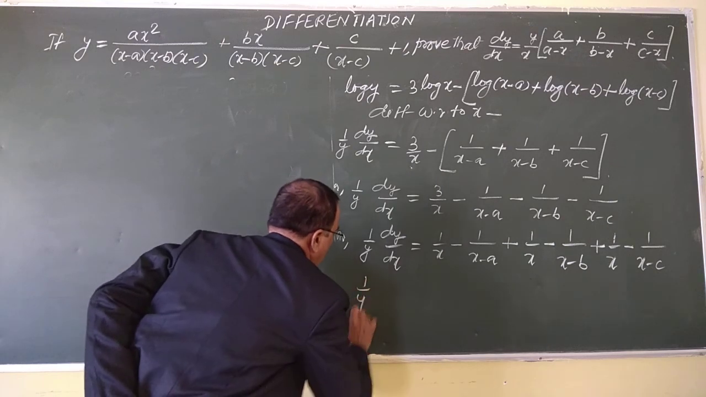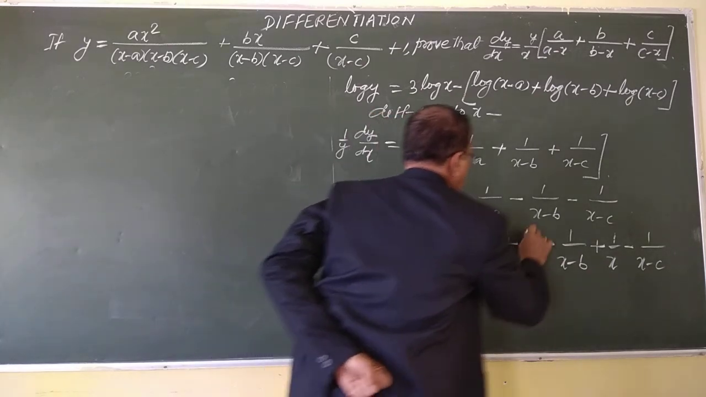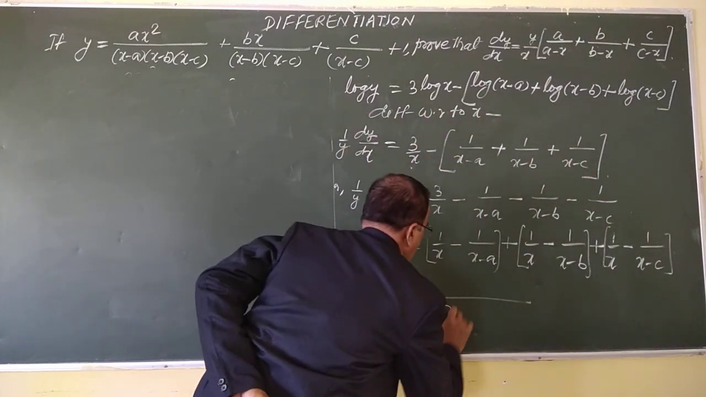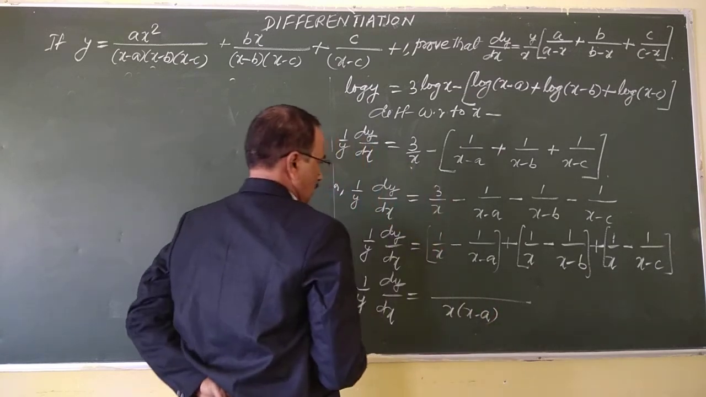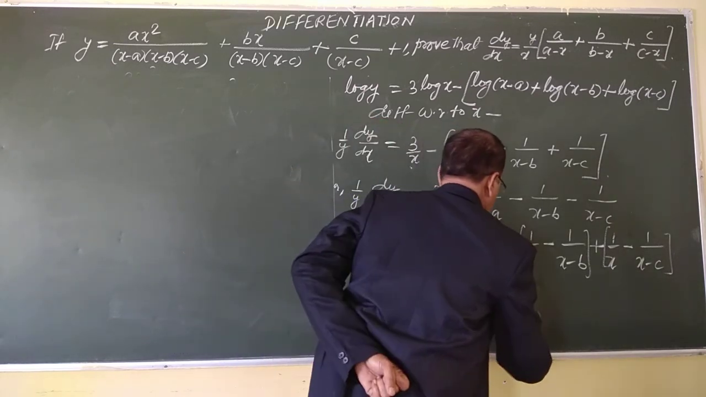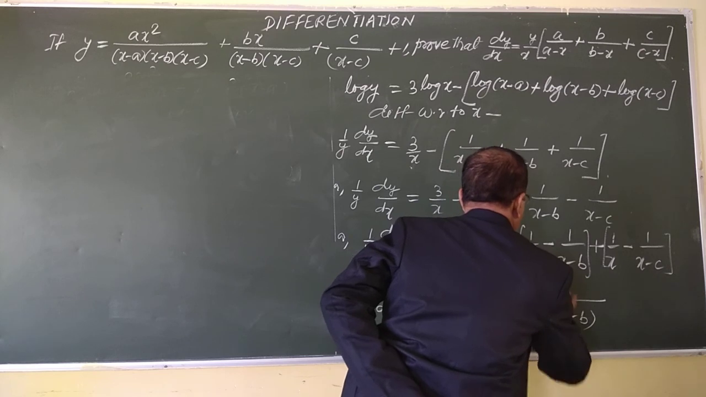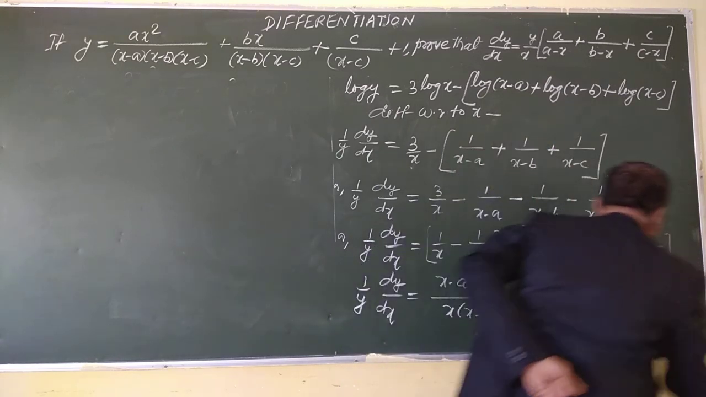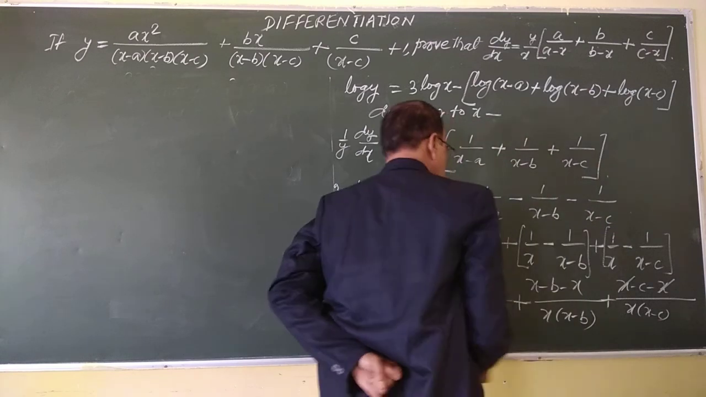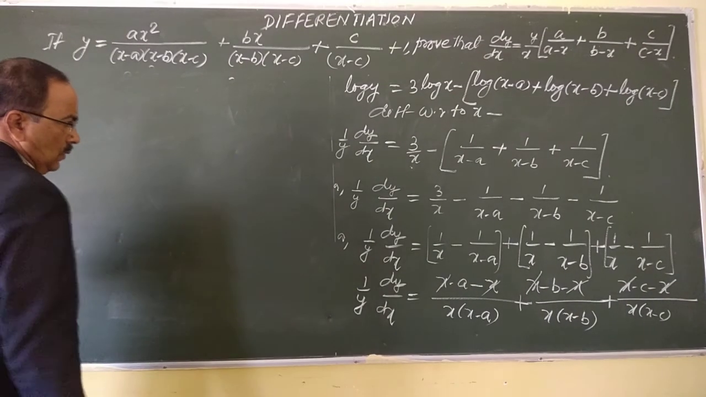One upon y dy upon dx. Now we are going to take LCM in these two terms, now again in these two terms, and then in these two terms. X, x minus a. So x minus a minus x plus x, x minus b, so x minus b minus x plus x, x minus c, so x minus c minus x plus x cancel, plus x minus x cancel, here plus x minus x cancel.